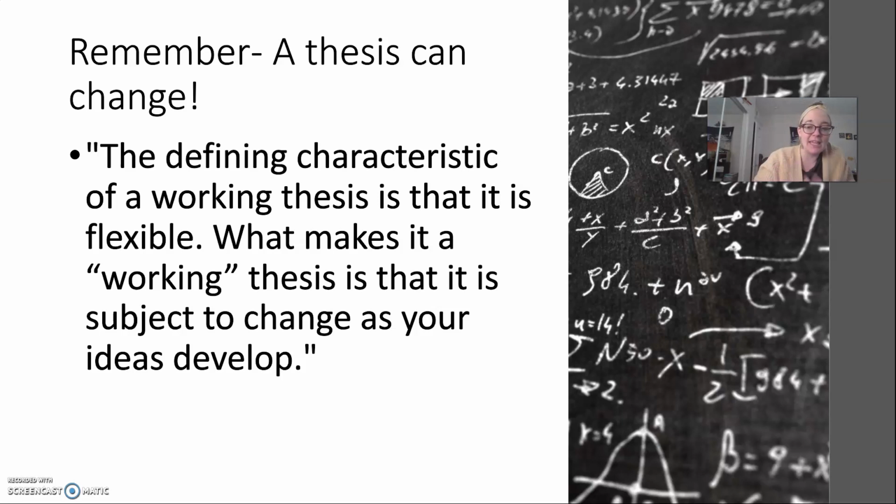That means that you're really thinking through and really processing and really synthesizing what the information you're gathering is about. So this quote here I really like. It says, the defining characteristic of a working thesis is that it is flexible. What makes it working is that you're subject to change as your ideas develop. Okay, so again, what you write this week and what you end up with in your final draft in, I believe, week 9 will change, and that's okay. This week is really just about starting to kind of bring all of this together.